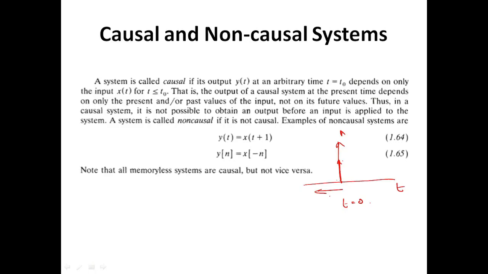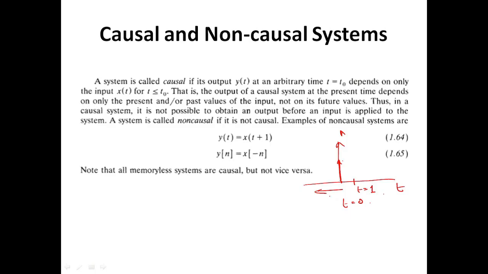Say, for example, if the signal starts at t equals 1, what will happen? t equals 0 is the present instance in our case. t equals 1 appears in the future. So if something appears in the future and you are taking that into account for calculating the present output, then it is a non-causal system.